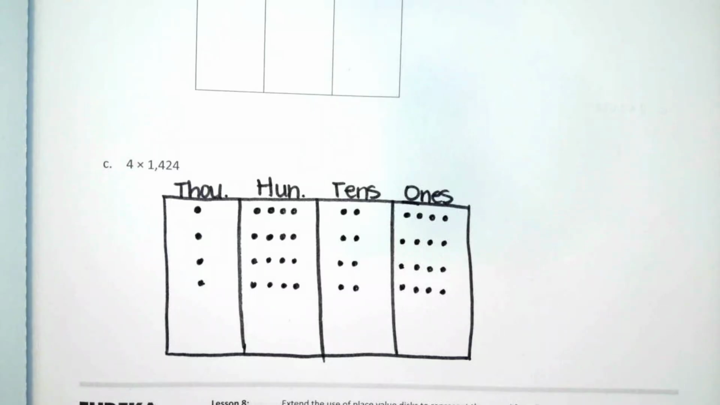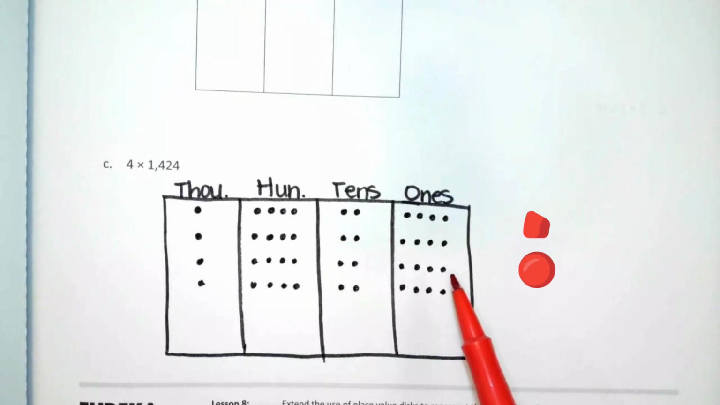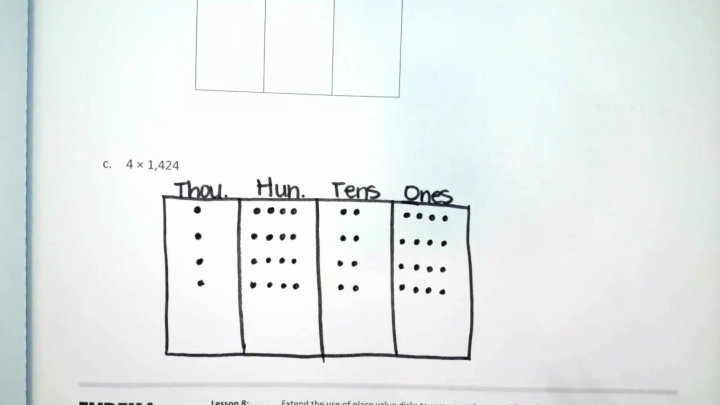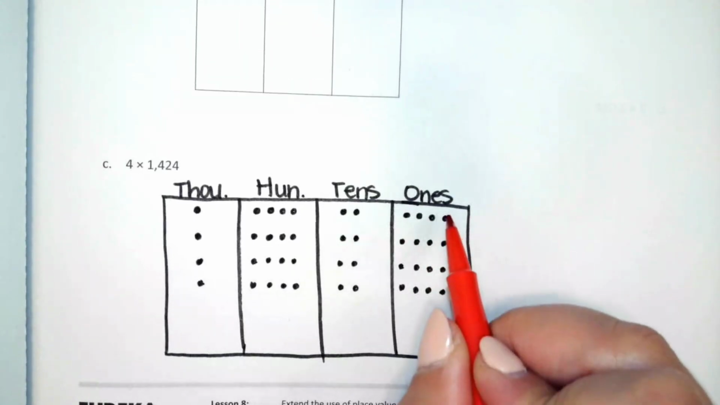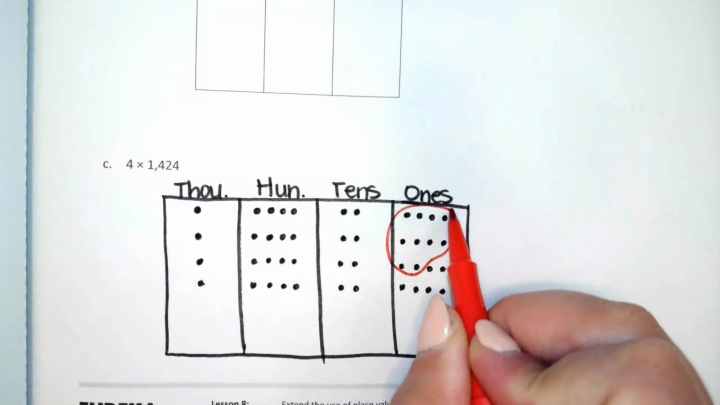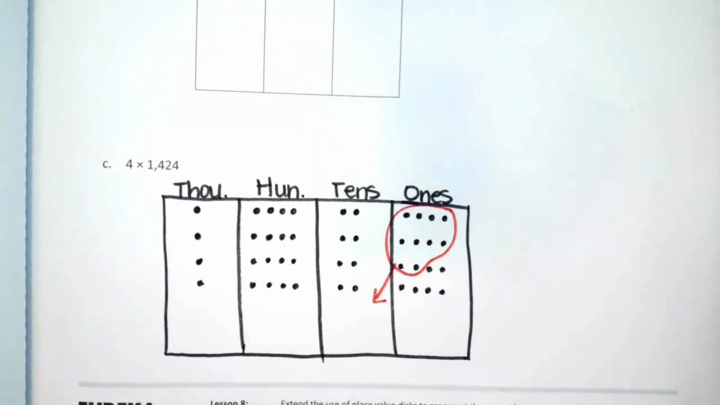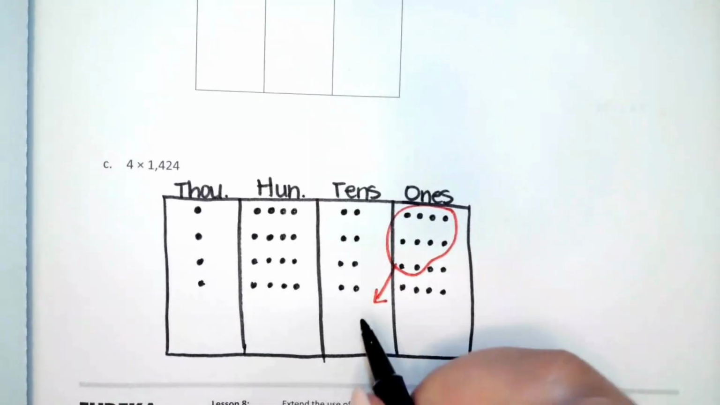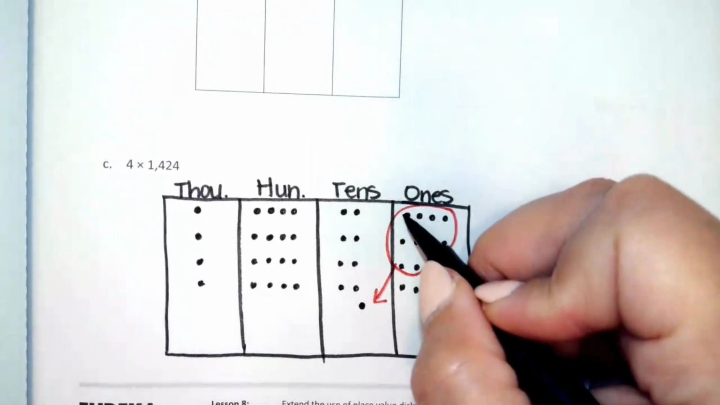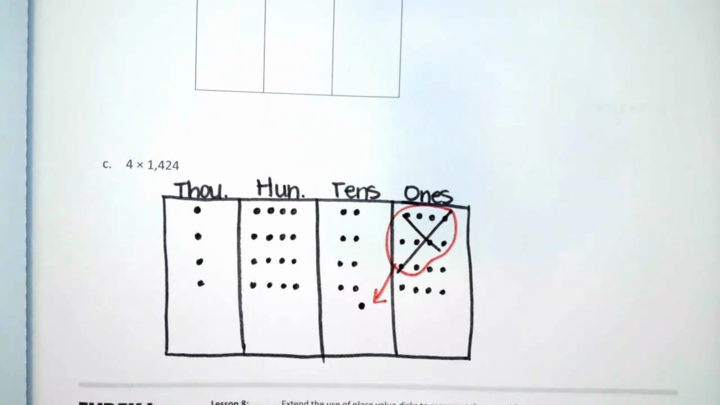After you have all your discs drawn, now we have to see if we could do any regrouping. Can we bundle and compose? Do we have enough ones? Yes, we do. We have 16 ones. Do we bundle all of them together? No, we bundle 10, groups of 10. Circle around 10 of them, and those get composed into 1 ten. So these 10 ones were bundled and composed.